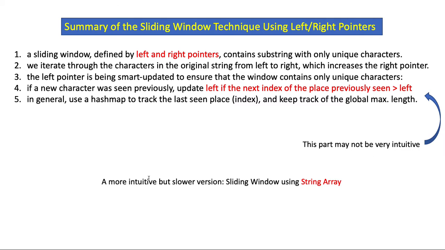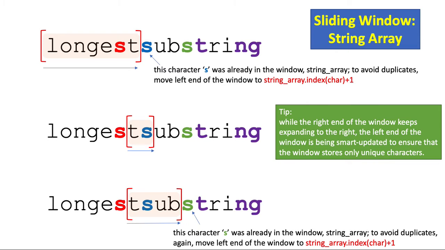A more intuitive but slower version is to use a sliding window technique with a string array. Here is a sliding window technique using a string array. In general, the idea is that while the right end of the window keeps expanding to the right, the left end of the window is smartly updated to ensure that the window stores only unique characters.